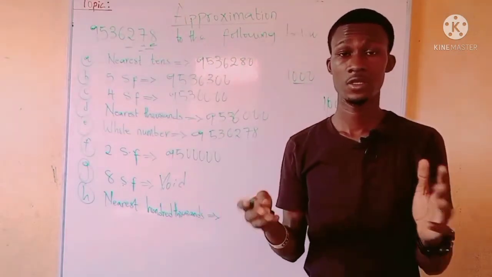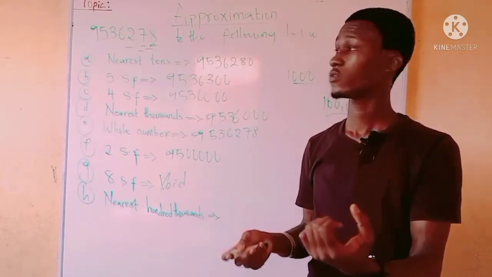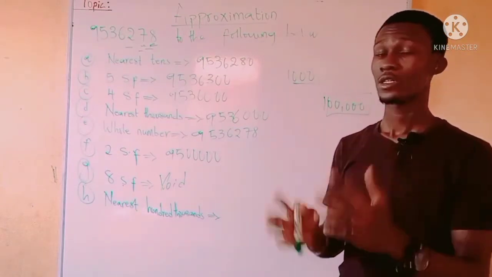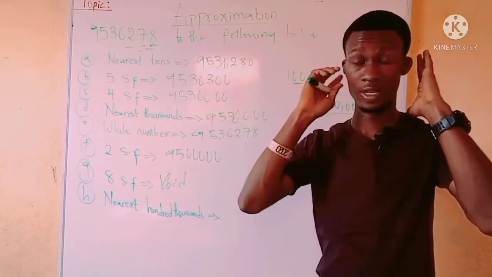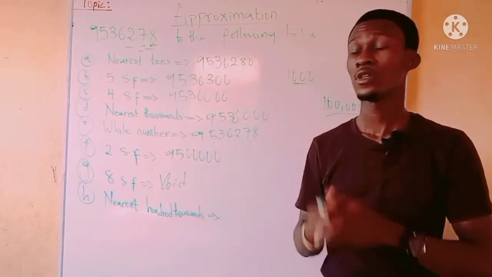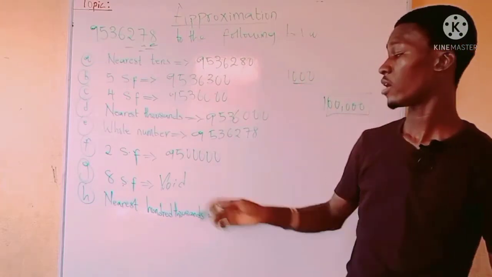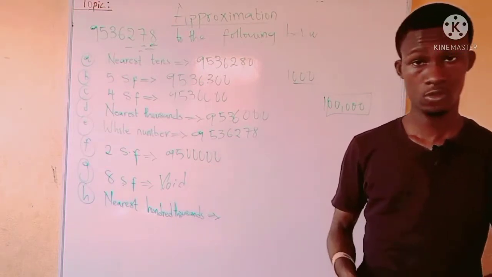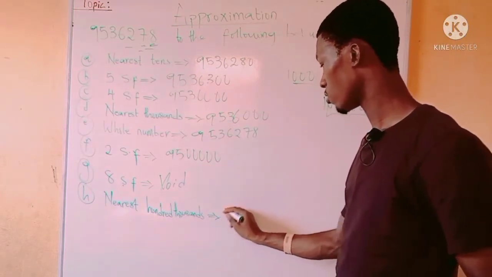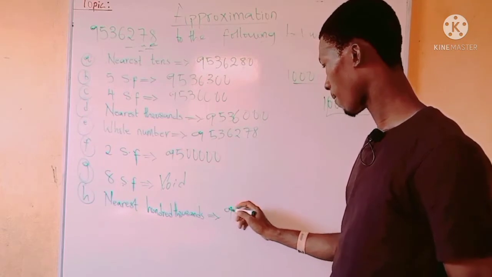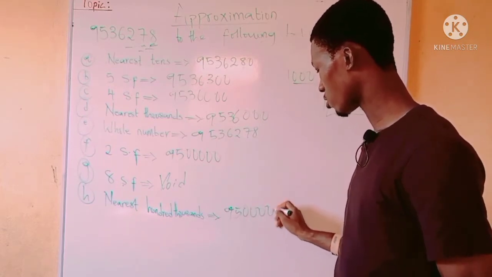It is none of these. It is actually less than 5. So since it's less than 5, it will just become 0 and it is never going to add any 1 to 5. So that means it remains 9, 5 and 0. Exactly the answer we got for 2 significant figures. So 9, 5 and 5 zeros.